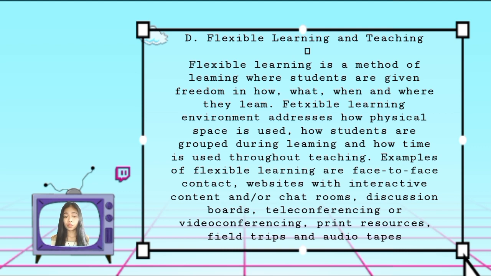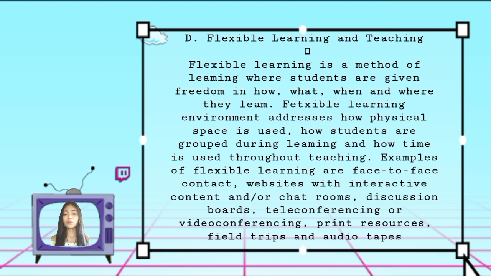Flexible learning and teaching refers to approaches that accommodate various learning styles, needs, and circumstances. This can include online courses, hybrid learning models, personalized instruction, and adaptable curriculum designs. This flexibility allows educators to meet the diverse needs of students and adapt to changing educational landscapes.